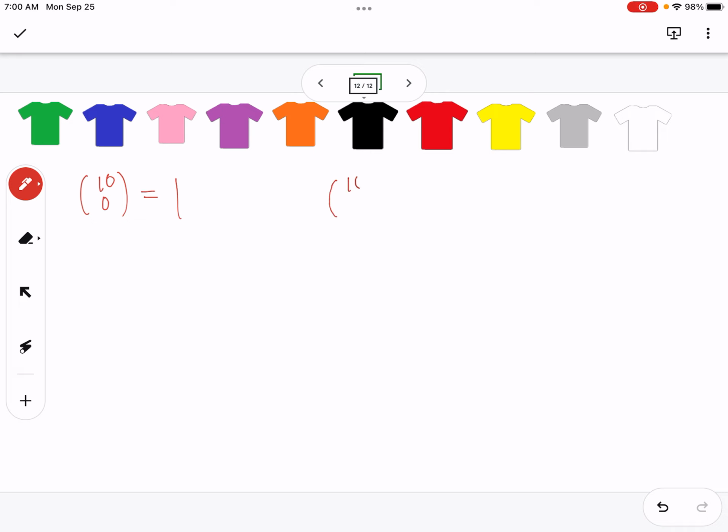Let's say I'm going on a long trip and I need to pack all of my shirts. Well, there's only one way to pack them all. I pick every shirt and I pack it. So whatever number we have up here, if we choose 0, there's always one way to choose 0. If we choose all of it, there's 10 items and I choose all 10, there's only one way to bring all of them.